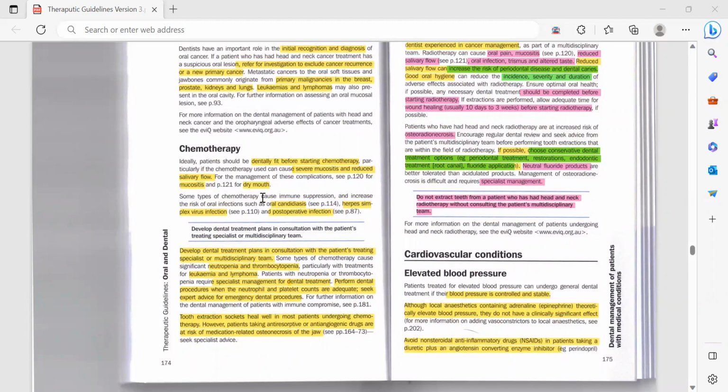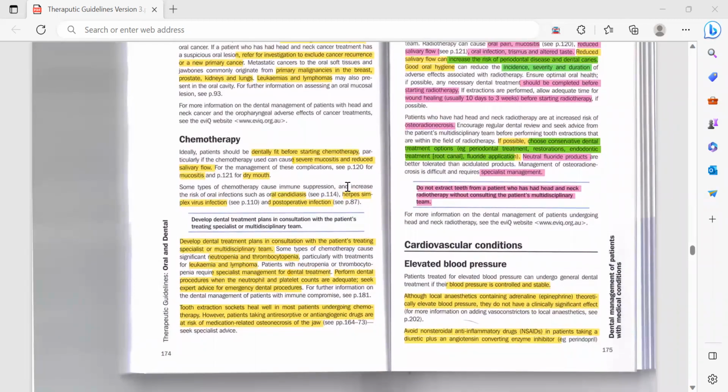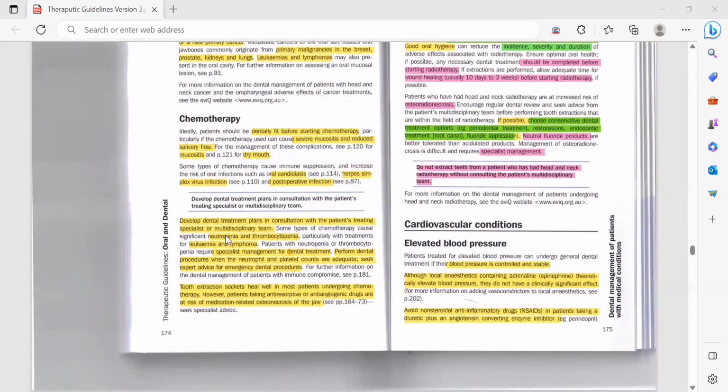Then some types of chemotherapy cause immune suppression and increase the risk of oral infections such as oral candidiasis and herpes simplex virus. These chemotherapy drugs help the patient fight the cancer, but as a side effect they lower our immune level, and that's when opportunistic infections can become more active, and patients are much more prone to infections compared to the normal public.